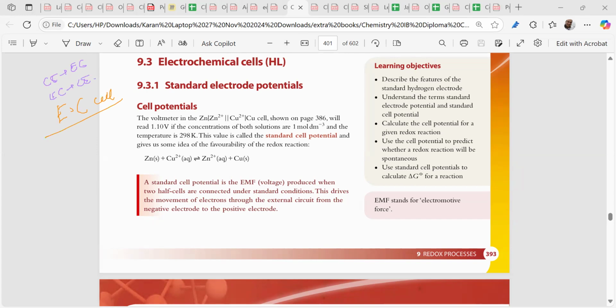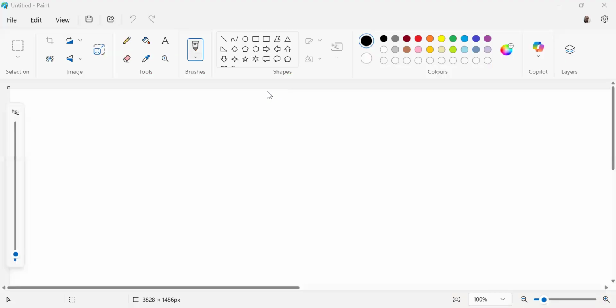This is very important. When we try to talk about electrochemical cells, they can be of two types. The two types are what? One is called the Voltaic cell, and one is called the electrolytic cell. You have to understand this difference.